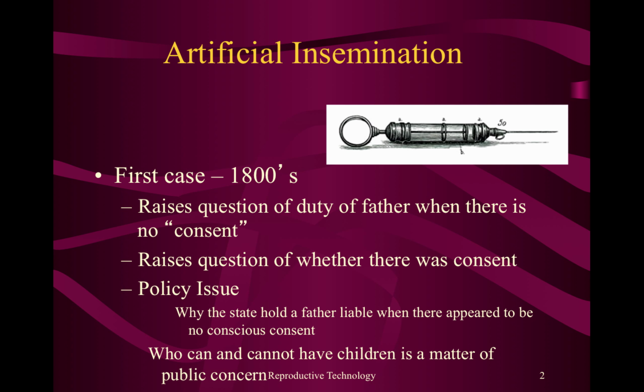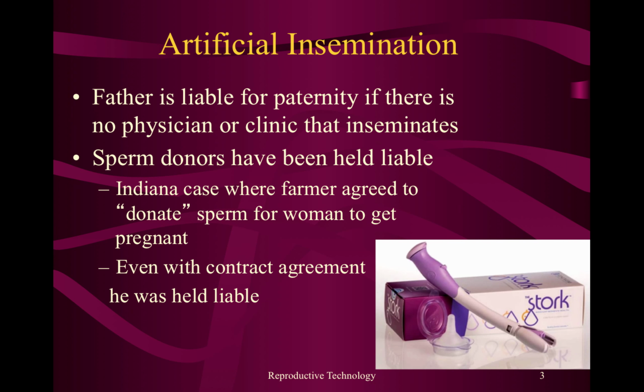So the basic premise here is that the state has an interest, and because the state has an interest, who can and cannot have children becomes a matter of the state's concern. Artificial insemination would be the oldest of technologies. And that means that societies had some time to determine what to do with a non-traditional procreative situation. So in the case of the 1800s artificial insemination situation, the father was held accountable.